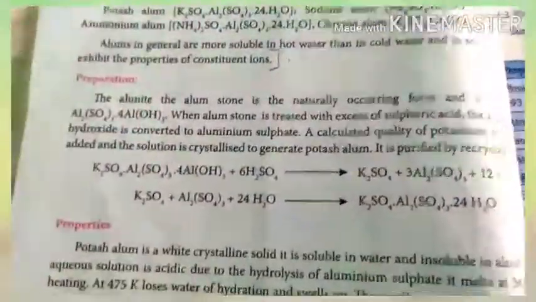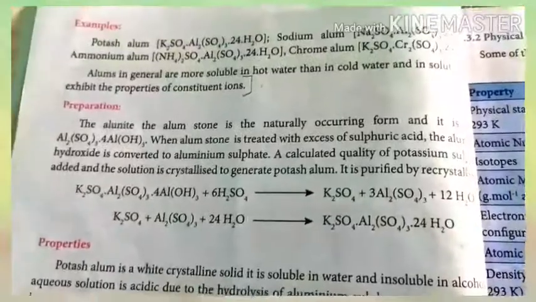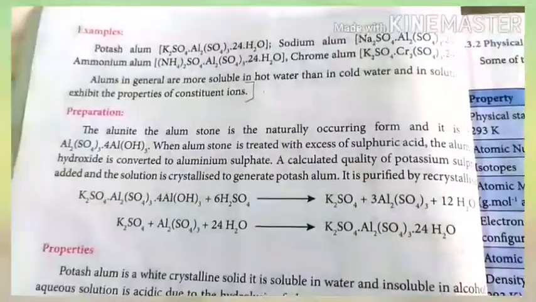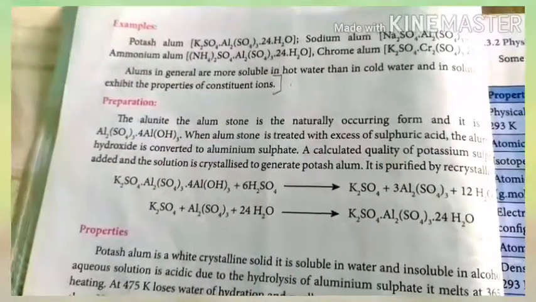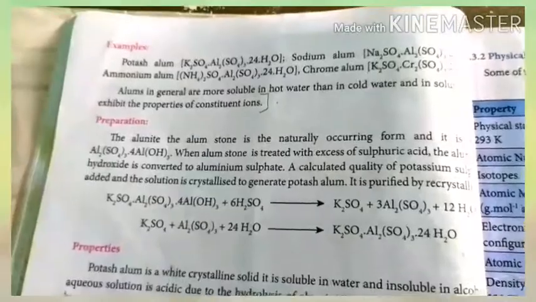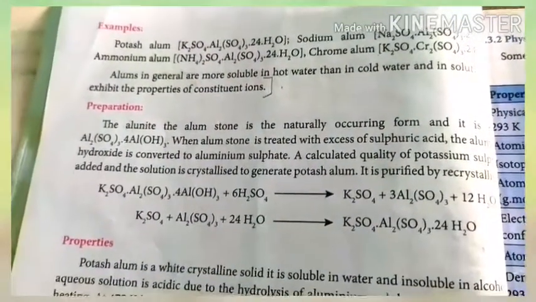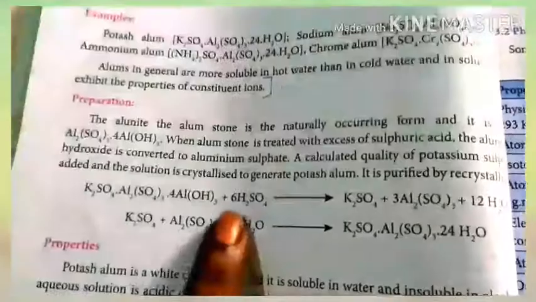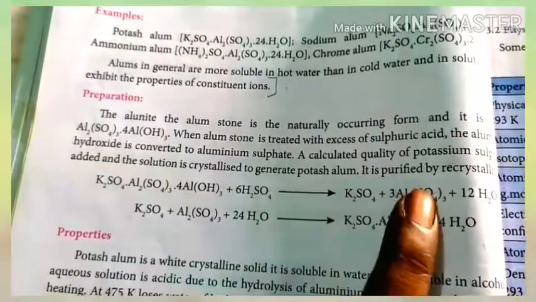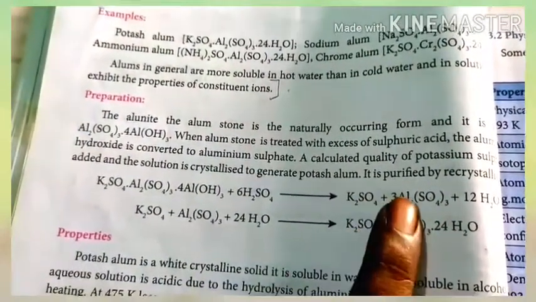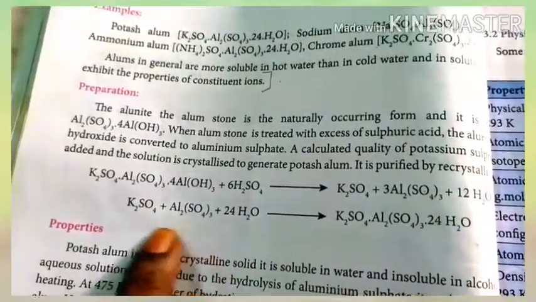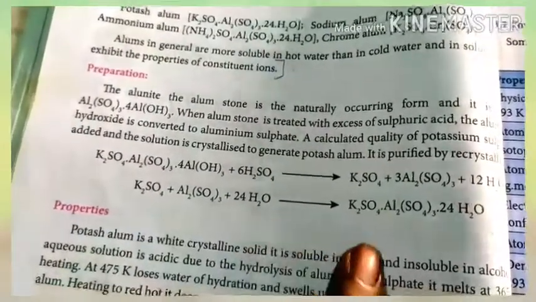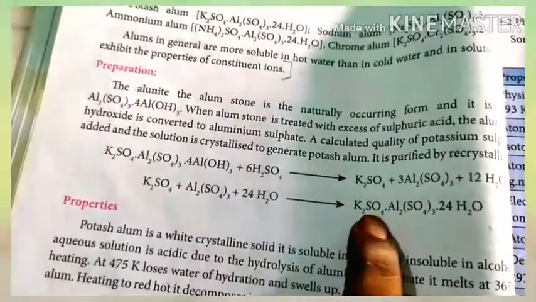Now, the preparation of alum is an important 3 mark question. Alunite, or alum stone, is a naturally occurring compound, K2SO4, Al2(SO4)3 and 4Al(OH)3. When it is reacted with excess H2SO4, the aluminum hydroxide gets converted into aluminum sulfate. So this becomes K2SO4 and Al2(SO4)3 plus 12H2O. Then a calculated amount of potassium sulfate is added, and we get the final potassium alum, K2SO4 Al2(SO4)3 24H2O.